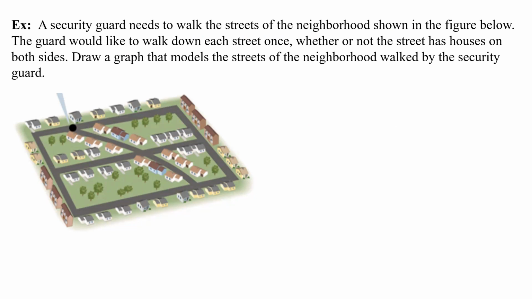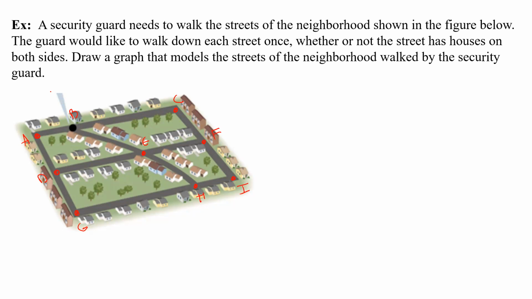And what we want to do is draw a graph that models the streets of the neighborhood walked by the security guard. So let's put dots here. Let's put a dot here. We've already got the dot there. We'll put a dot here. We'll put a dot here. What we're doing is making all the different vertices based on our graph. Okay, so now we've got all those vertices. Now let's label them. Let's start A, B, C, D, E, F, G, H, and then I. Okay, so now we have all those.